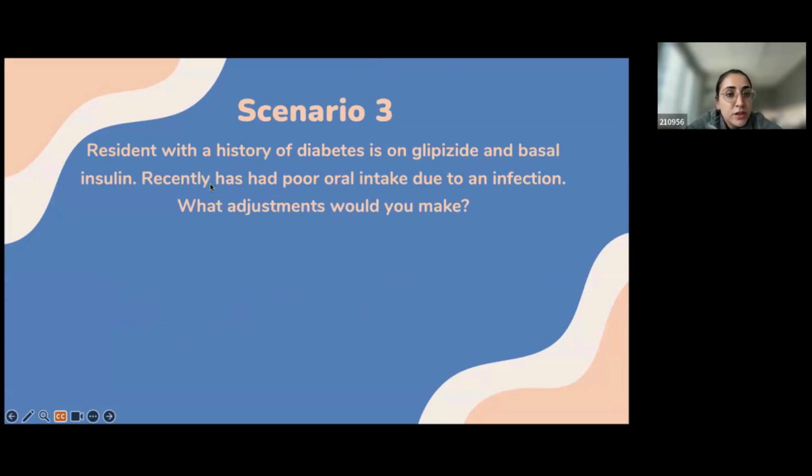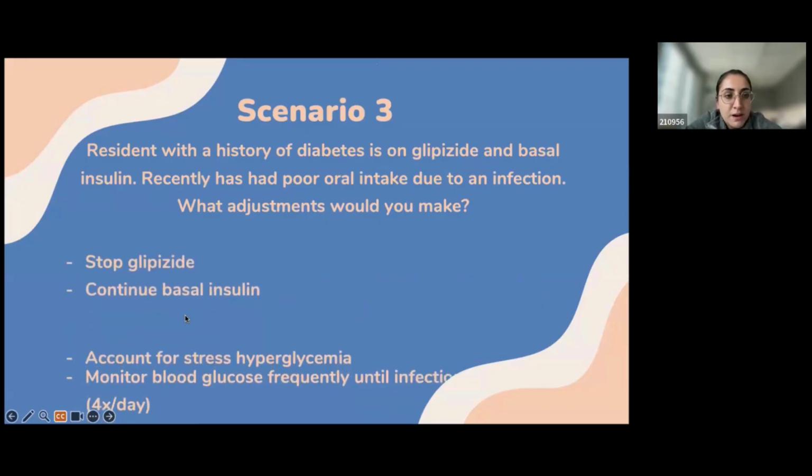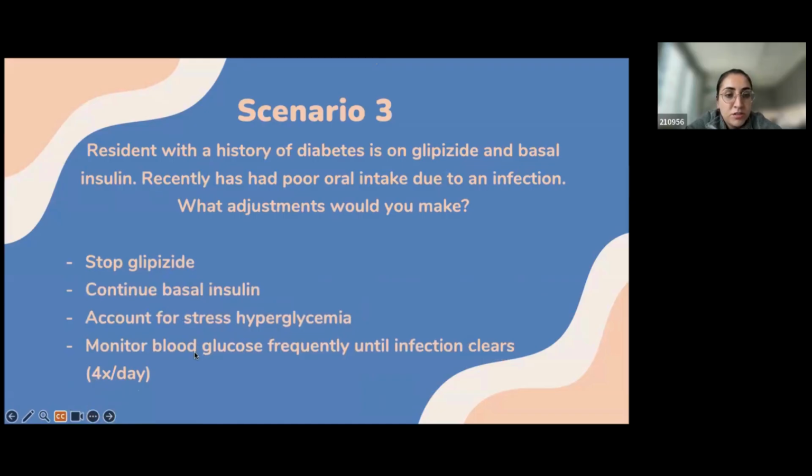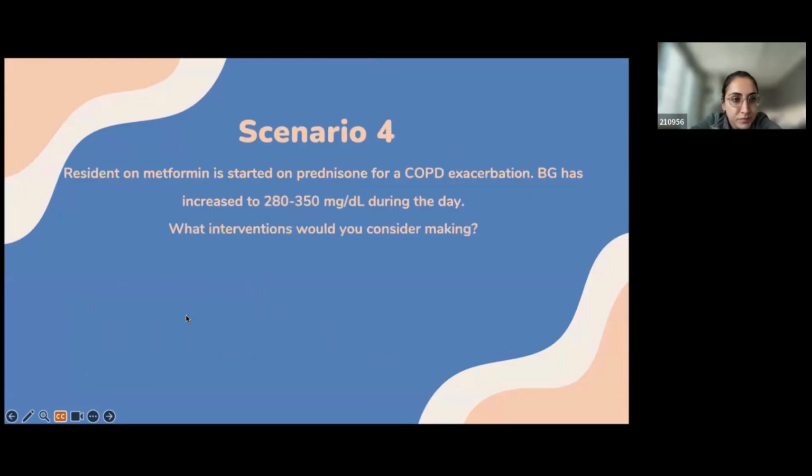The resident with a history of diabetes is on glipizide and basal. They have poor PO intake due to an infection. What adjustments would you make? And I think we'd all agree here that we want to stop the glipizide and monitor their blood sugars more frequently in that short period of time, like ACHS. And since we'd expect their blood sugars to be a little bit higher due to the physiological stress of the infection, you want to continue the basal insulin and then adjust it as needed.